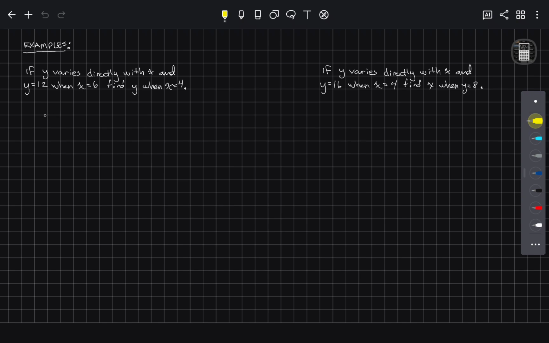So we know that we're starting off with y equals kx, just like in the last section. Y varies directly with x, and that tells us that it's a direct variation, constant of variation, a constant of proportionality. All of those things are synonymous. So we're going to take the values 12 and 6 and substitute into the equation. So 12 equals 6k. We're dividing both sides by 6. We've got k equals 2. Now we're rewriting the equation. Y equals 2x.